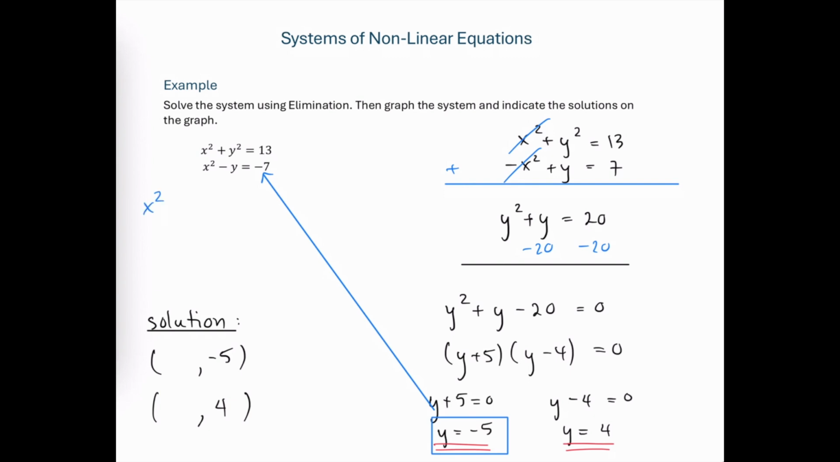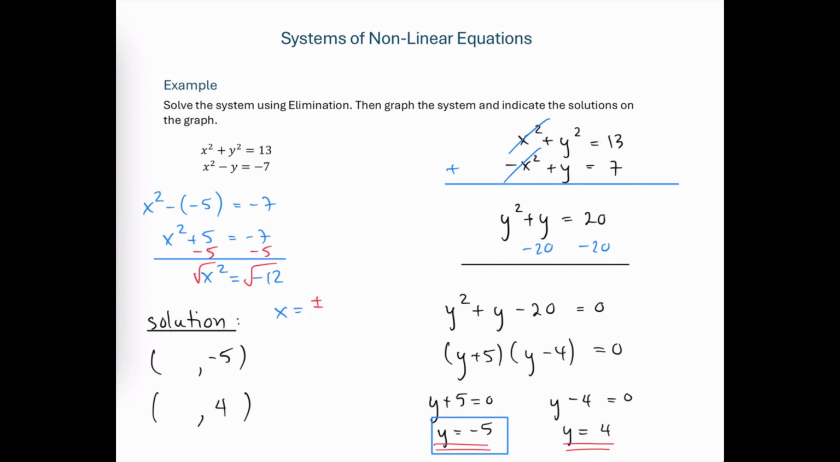So we have x squared minus plugging in -5, which is the y coordinate that we found, and determining who is the x value that causes that output to be -7. So we get x squared plus 5 is equal to -7. But when we subtract 5 from both sides, we see that we get x squared is equal to -12. And when we take the square root of a negative quantity, we get plus or minus 2i radical 3.